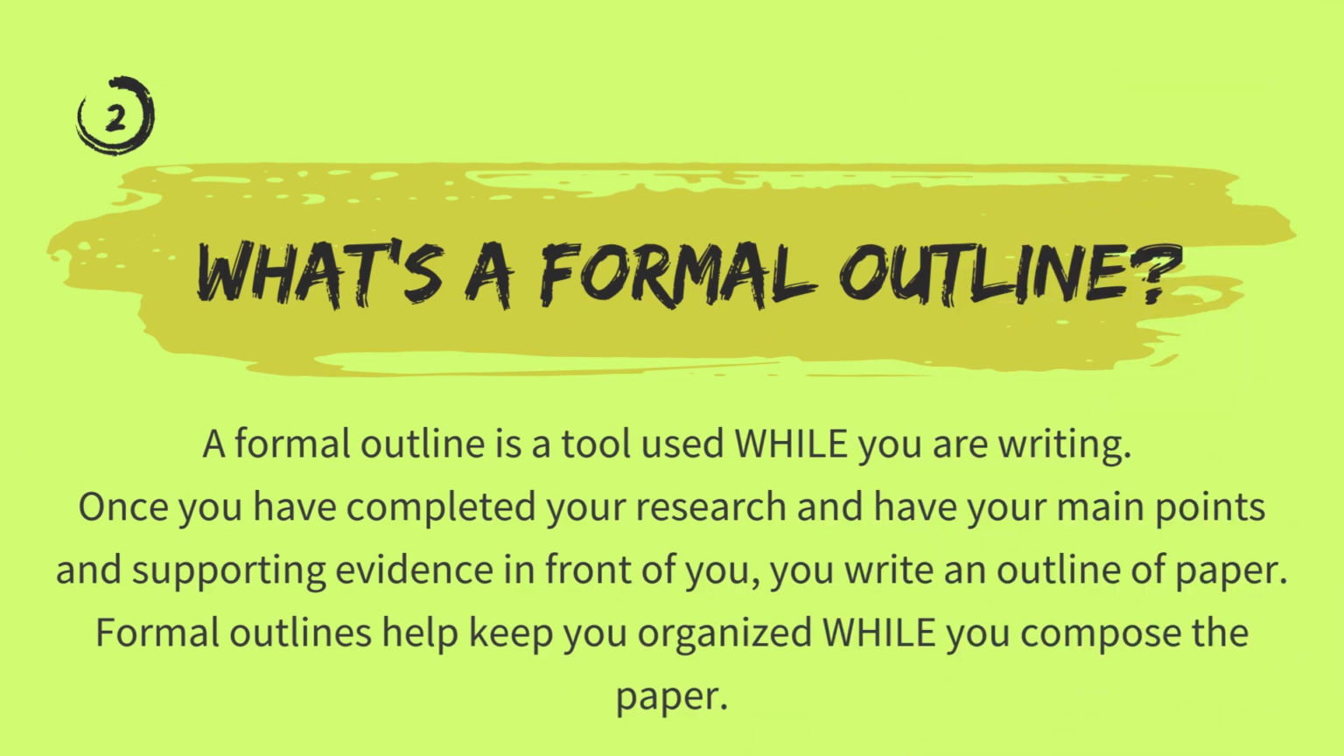The second type of outline is the formal outline. A formal outline is a tool that you use while you're writing. So you've brainstormed your idea, you know what you want to write about, and you've gone into the library and you have researched your topic. You have completed your research, so now you have all the main points that you want to make and the supporting evidence for each one of those points that you're making. You have all of that in front of you. So now you sit down and you write an outline of your paper.